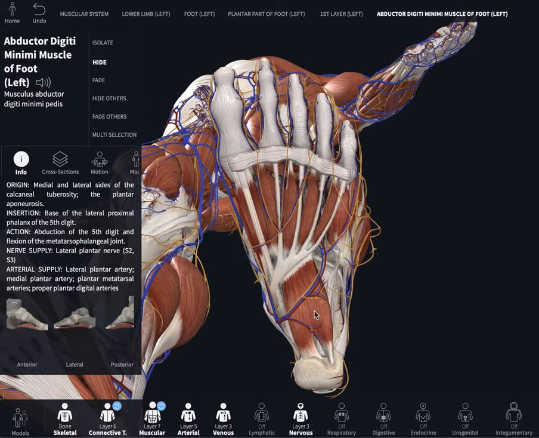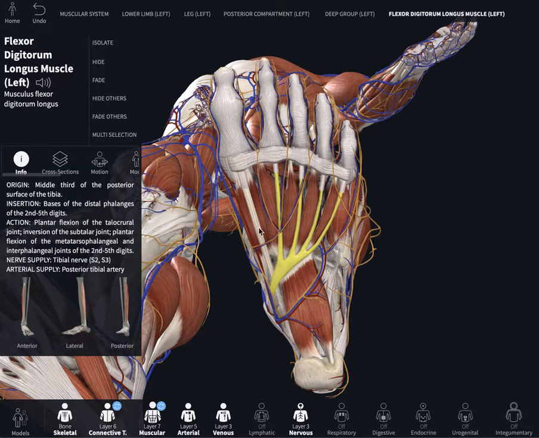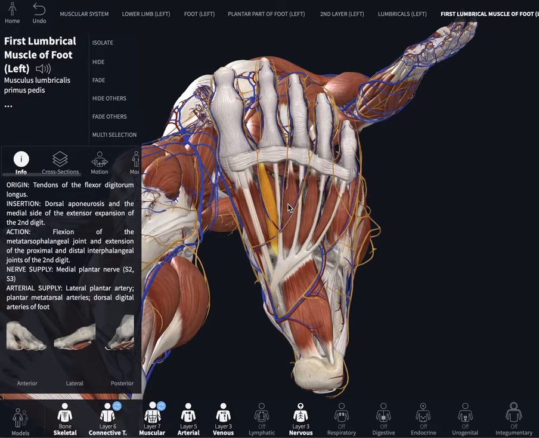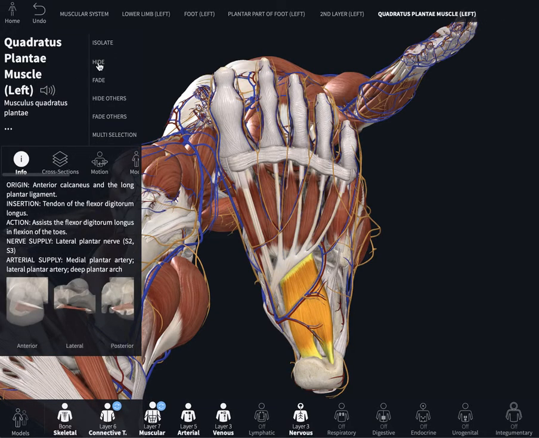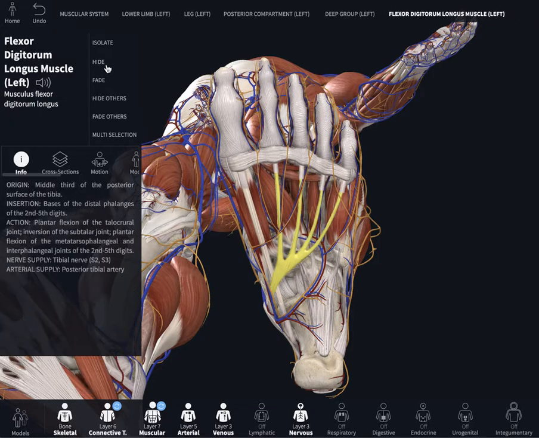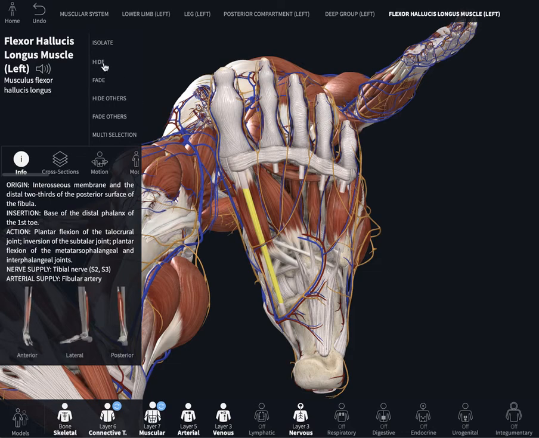In the second layer, we have our quadratus plantae muscle, tendon of flexor digitorum longus, tendon of flexor hallucis longus, and then our different lumbricals that are going to be attaching to the tendons of flexor digitorum longus. So if we reflect quadratus plantae, we will reflect our lumbricals, and we'll get into the third layer. We'll reflect our tendon here of flexor hallucis longus.